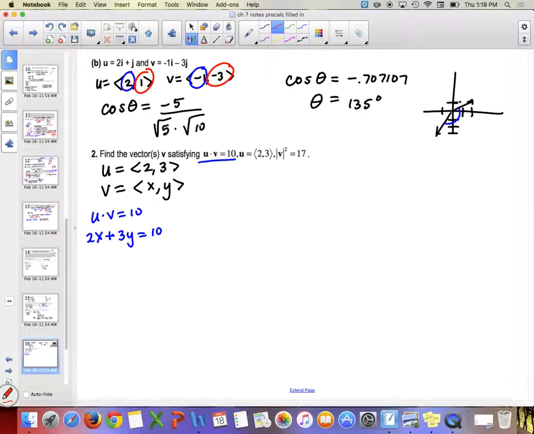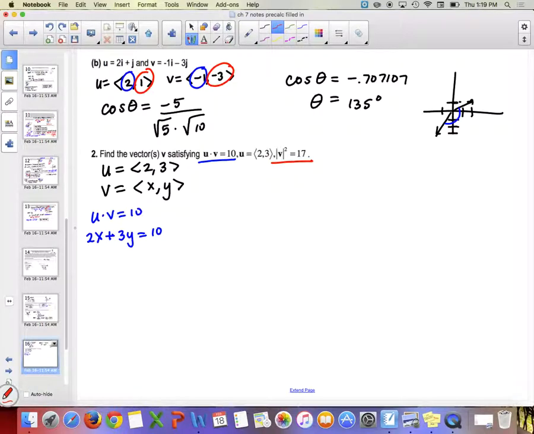Okay, so we have one equation that has x and y. Do you think we're going to have another equation that has x and y? We totally are. But it's not going to be a nice linear one like this. All right, so this next thing says that the magnitude squared is equal to 17.